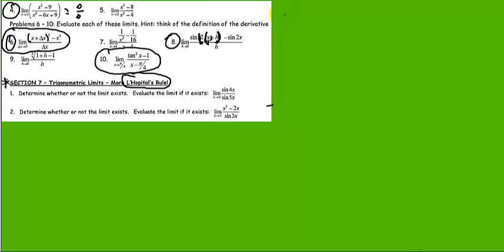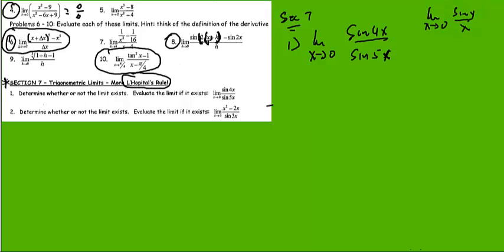Let's start with, this is section 7, number 1. We're going to find the limit as x goes to 0 of sine of 4x over sine of 5x. Of course, in this one, what we used was the limit as x goes to 0 of sine of x over x, that theorem, which equals 1, and we did some algebraic manipulations and whatnot. So that's what we did in the past.